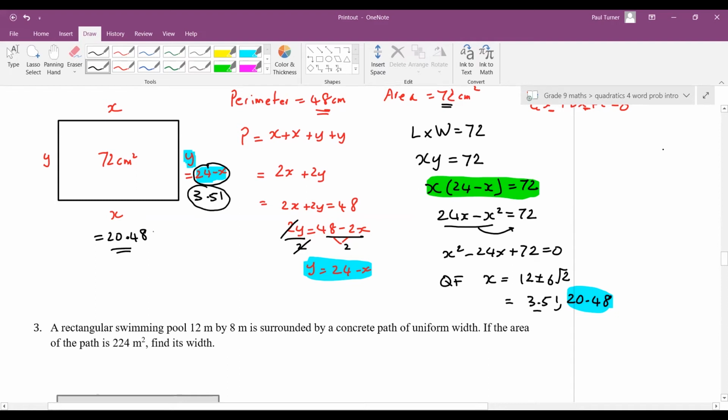So if you multiply these two numbers, you won't exactly get 72, but this is okay. This is close enough. You can use 3 decimals if you want, but that's enough. 2 or 3 decimals is okay. So that's your answer for this question. So that would be the width of your rectangle, 3.51 centimeters, and 20.48 will be the length of the rectangle.